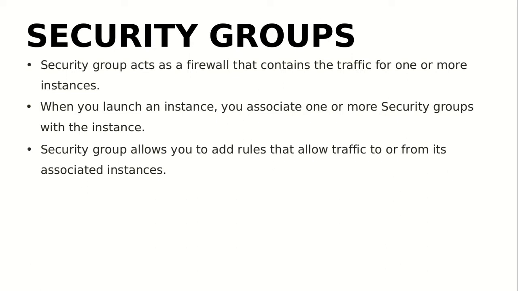Security group allows you to add rules that allow the traffic to or from its associated instances. So security group allows you to add the rules that will decide what traffic should be allowed to your EC2 instances. It can be your SSH rule. So if you want to allow SSH traffic, you will add the SSH rule. If you want to allow HTTP traffic, you will add the HTTP rule. If you want to allow, let's say, MySQL traffic, you will add the MySQL rules, and so on.